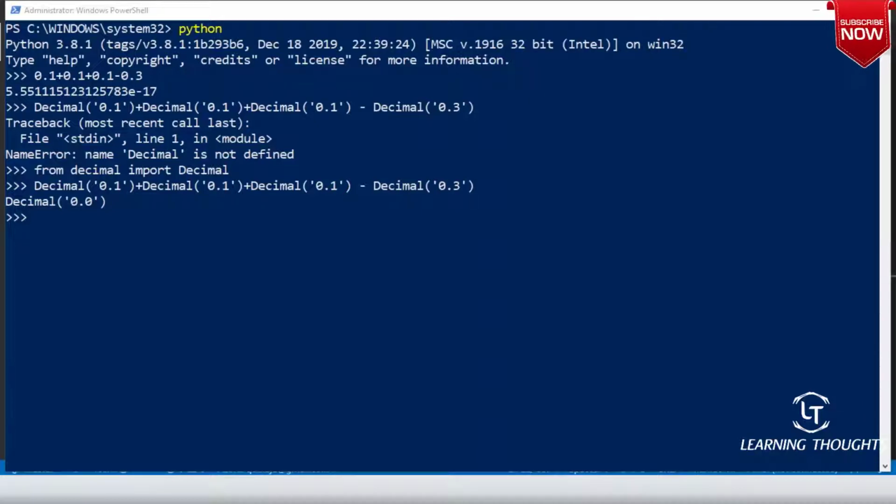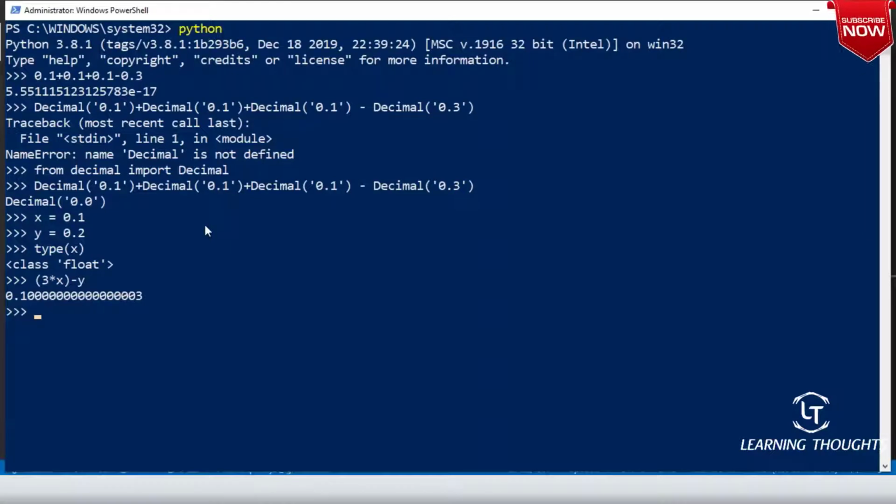You can do one more thing also. You can say x equals 0.1, y equals 0.2. If you write type of x, what would you get? Float. Now 3 into x minus y. No, my bad. It is 2 into x.